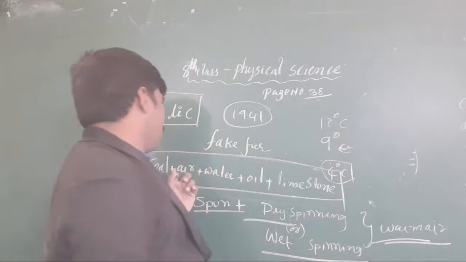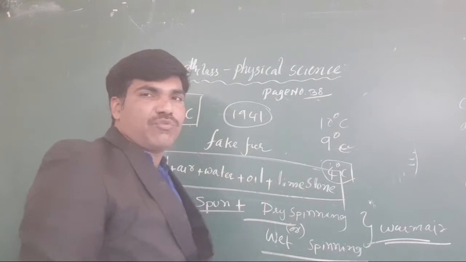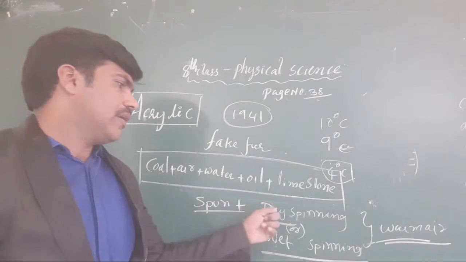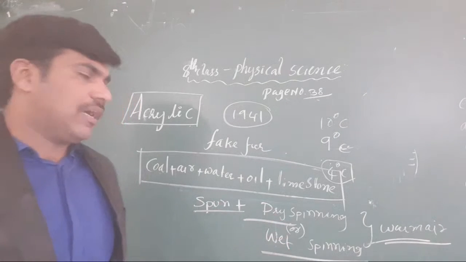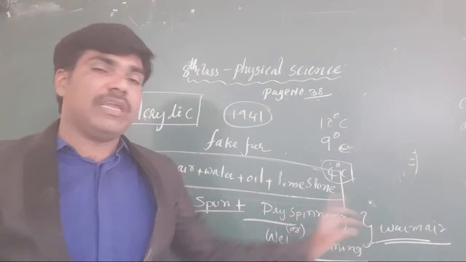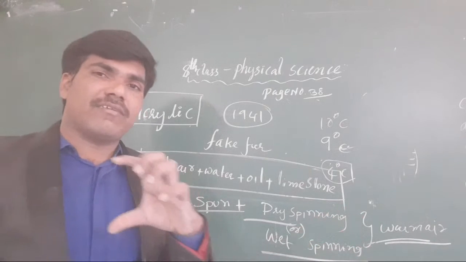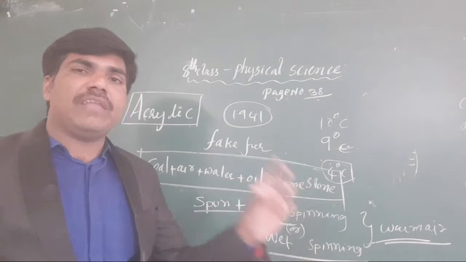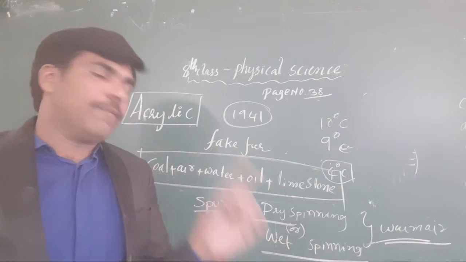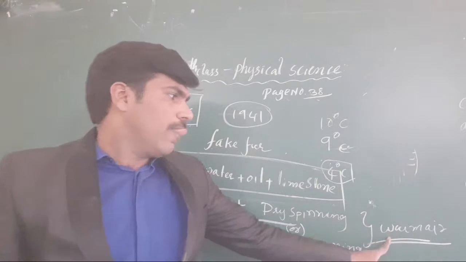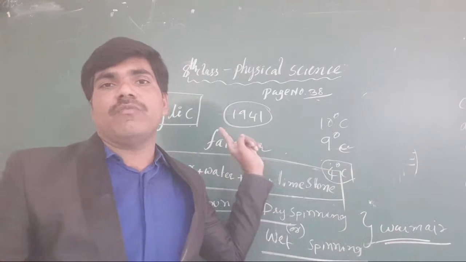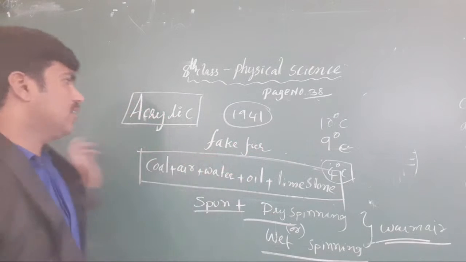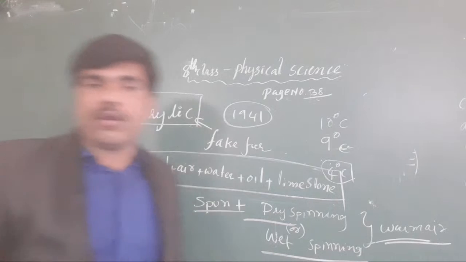You take coal, air, water, oil, and limestone. You go with spinning. Two types of spinning we are going: one is dry spinning, another is wet spinning. Afterwards, send somewhat warm air onto this. After dry spinning and wet spinning, they are converted into polymers. Those polymers undergo the warm air, and they are converted into our fake fur. Okay, clear or not, all of you? That converted fake fur is only called acrylic. Okay, clear or not, all the students?